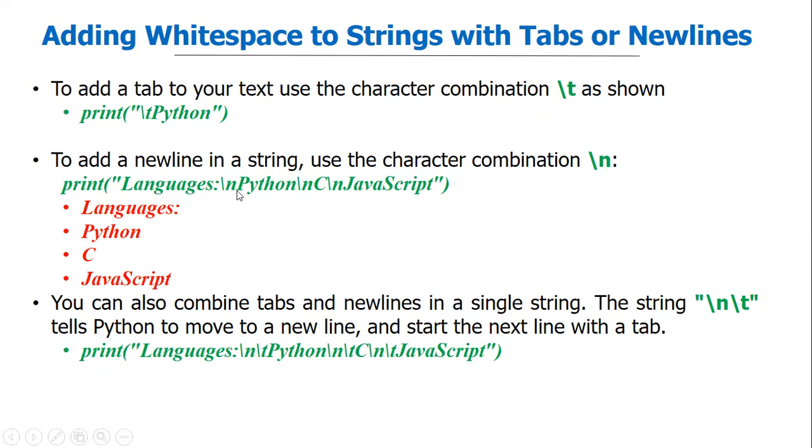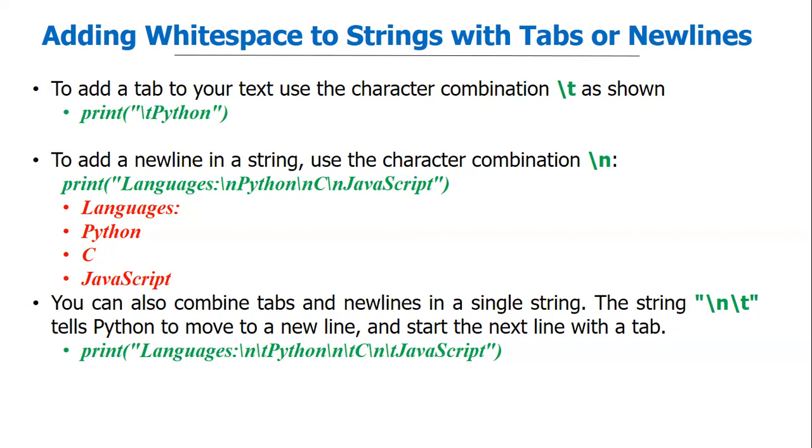So print languages, come to the next line, Python, come to the next line, C programming, come to the next line, that is what? JavaScript. Now you can also combine tabs and new lines in a single string. The string \n\t, whereby the n represents your new line and the t represents your tab, tells Python to move to a new line and start the next line with what? A tab. That is what we are seeing over here. Languages \n\t Python, so it follows in that order. Okay. All right.